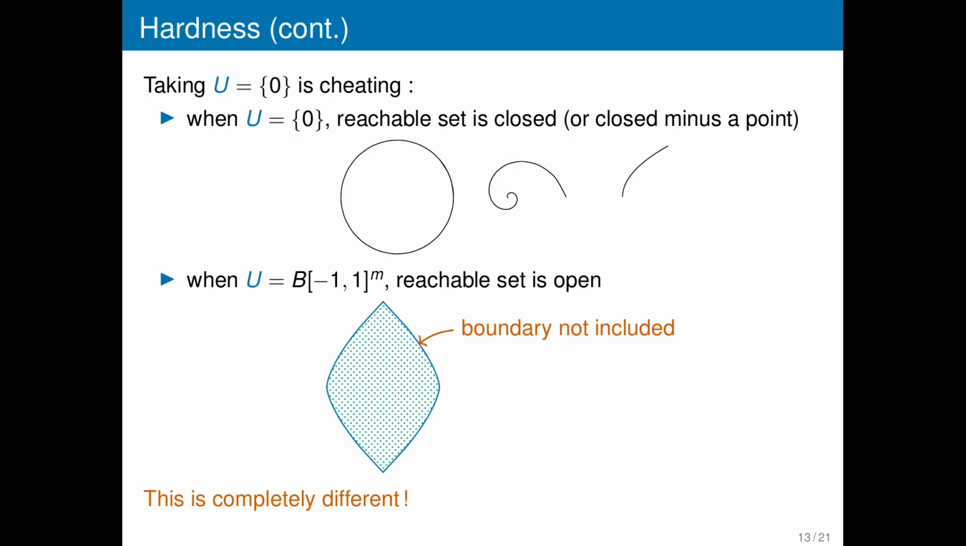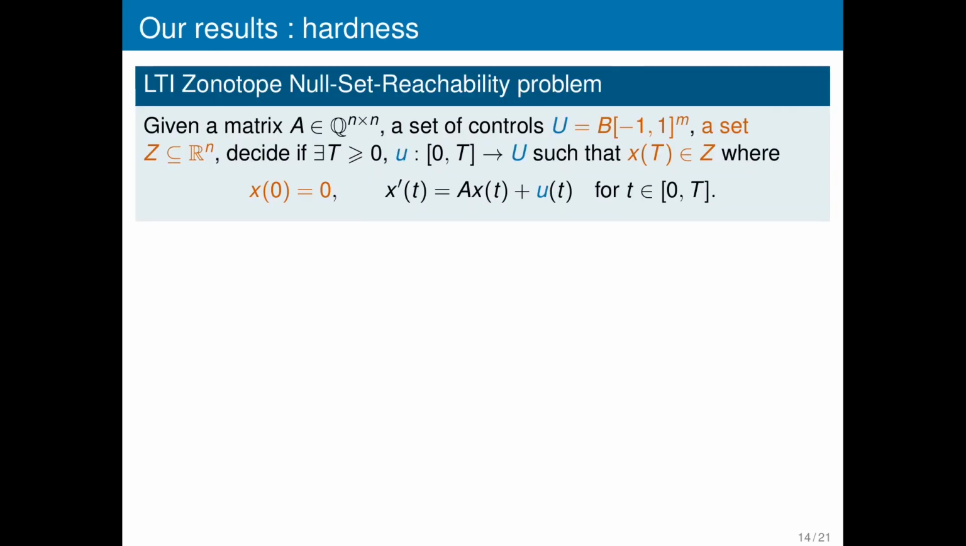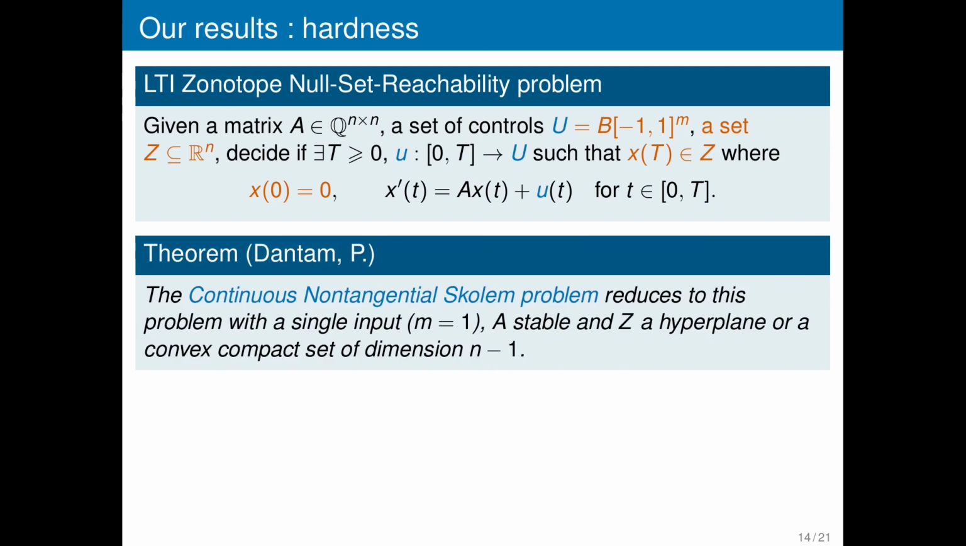This is why we want to prevent this, and we looked at the LTI zonotope null set reachability problem, where the set of controls is again a zonotope and we're trying to reach the set Z from the origin. We're able to show that this problem is hard, again in a mathematical sense, by reducing from the continuous non-tangential Skolem problem. In fact, we only need a single input, and we can assume that the matrix A is stable. Z can be chosen to be either a hyperplane or a convex compact set in dimension n-1.